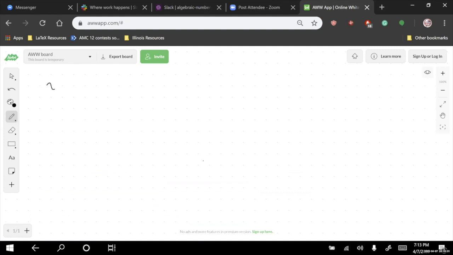Anyway, so what is this problem? We know that x plus 1 over x is equal to the square root of 22, and we want to find, let me put that over here, so we want to find x squared minus 1 over x squared.